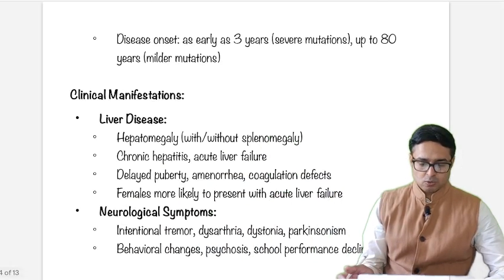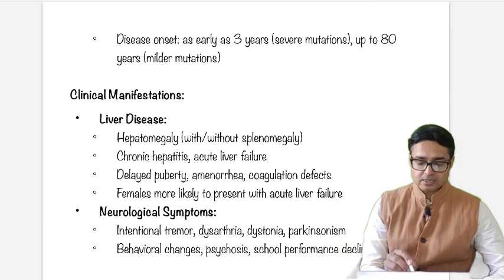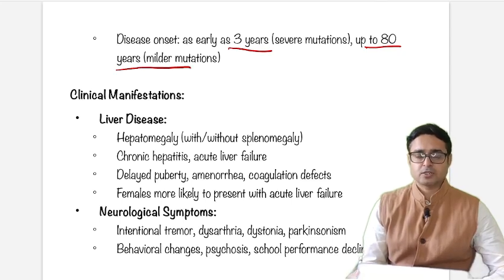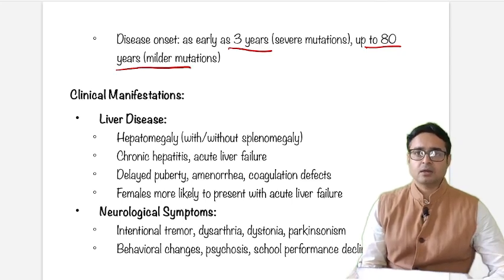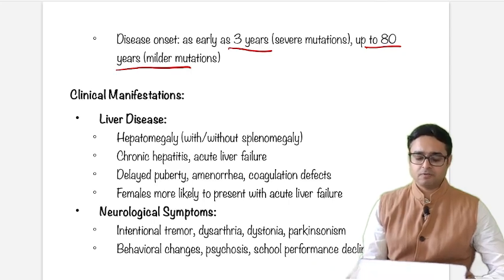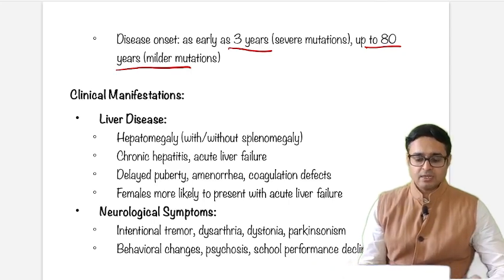When does the disease have its onset? It can be as early as 3 years up to 80 years with milder mutation. So it has a wider spectrum. Basically, it can occur in any age, barring infancy. So, what are the clinical manifestations? We will discuss them in detail.